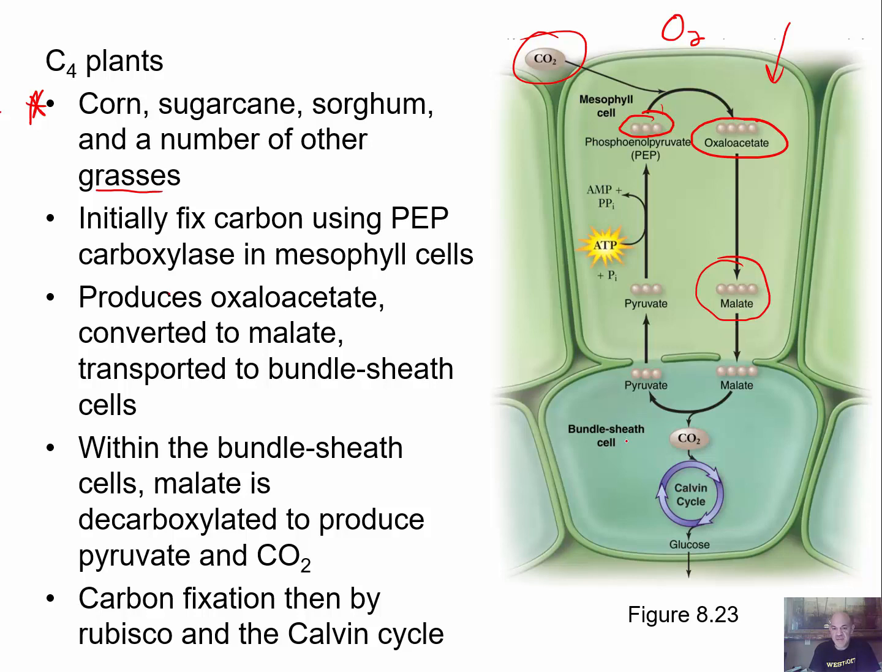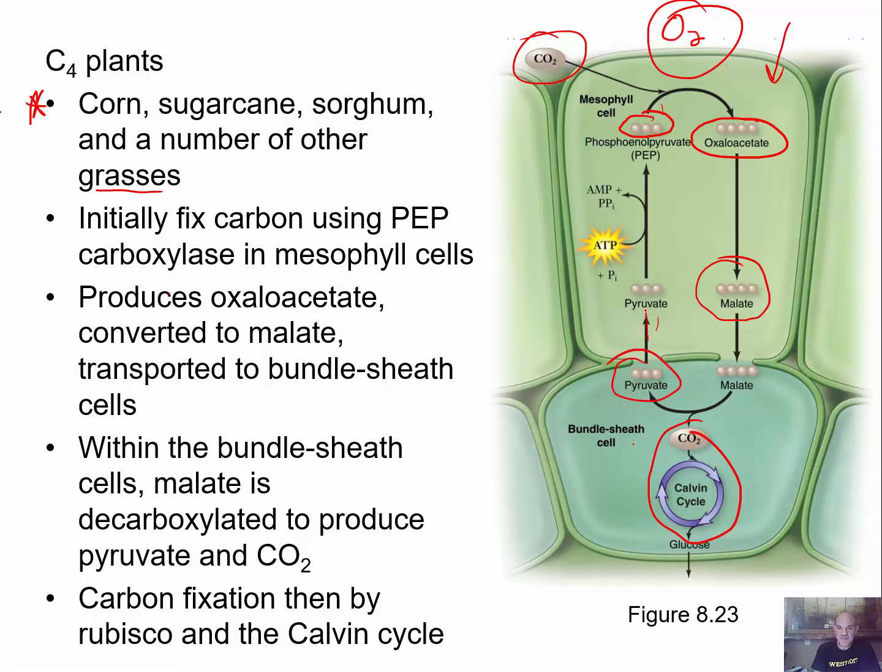And then the malate enters the bundle sheath cells, away from where there's high O2 levels. So we get it away from there. This is spatial. And in here, we're going to decarboxylate the malate. That means we're going to take off a carbon in the form of carbon dioxide and give it to the Calvin cycle. The resulting molecule that remains is pyruvate, which we've seen during glycolysis.